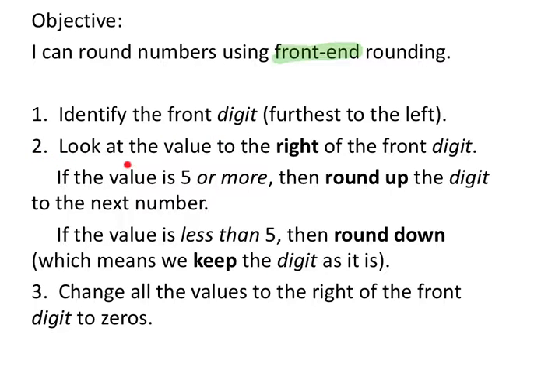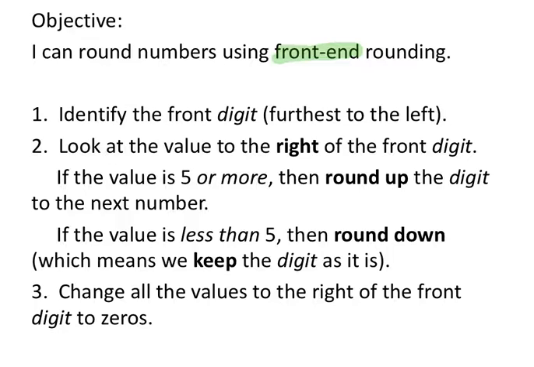And then look at the value to the right of that, just like we did with specific place value rounding on those last 5 examples. And then, look to the right. If it's 5 or more, you round up or add 1 to that front digit. If it's less than 5, you just keep that digit the same and then change all the values to the right of that digit in that specific place value to zeros.